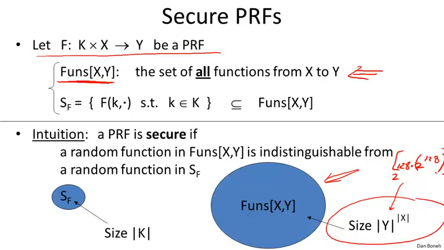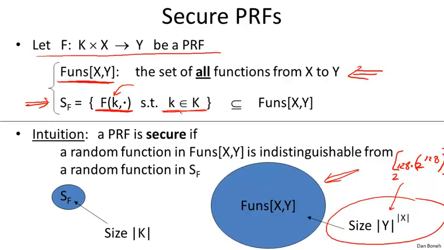So this is a particular gigantic set: the set of all functions from X to Y. Now we're going to look at a much smaller set of functions, which I'll call S_F, and that's going to denote the set of all functions from X to Y that are specified by the PRF as soon as we fix a particular key k. So we fix the key k, we let the second argument float, and that basically defines a function from X to Y.